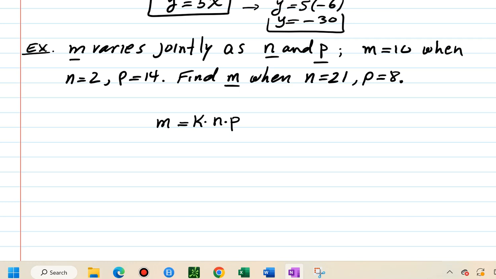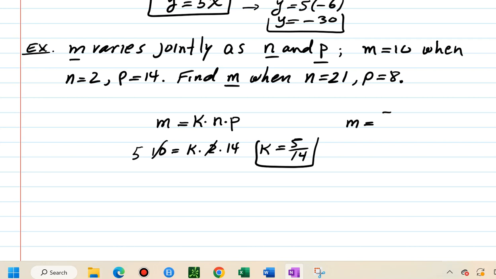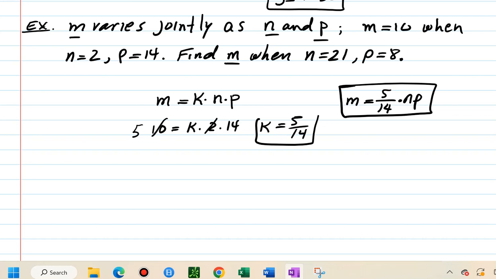Now let's see, m is 10. So when m is 10, here's k, n is 2, p 14. So from this I get k is, divide both sides by 2, so I get 5/14. And that's the value of k. Now I can update: 5/14 times np. So this becomes the general formula that connects the three variables. Now I can use it to answer the question.